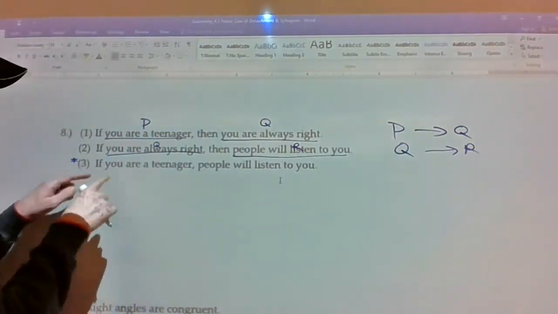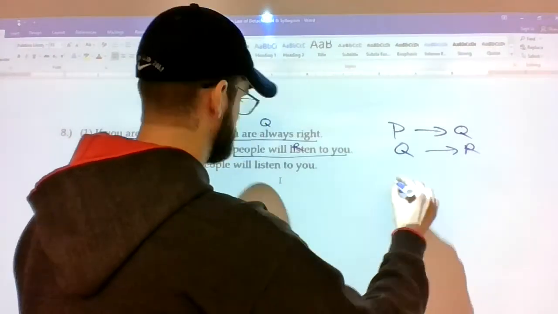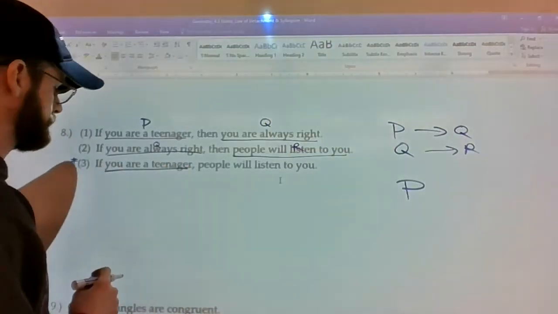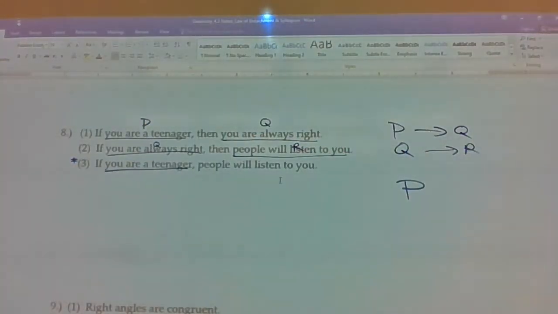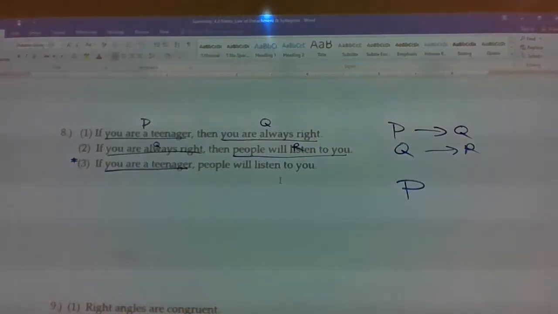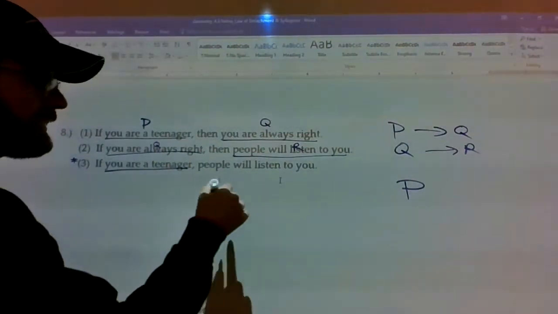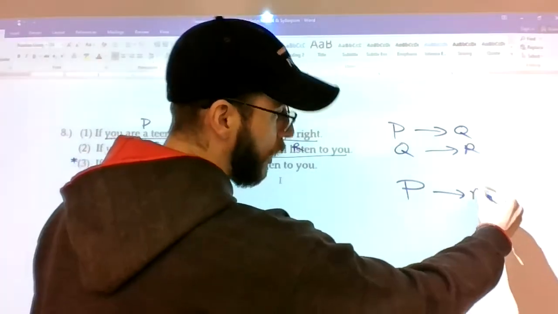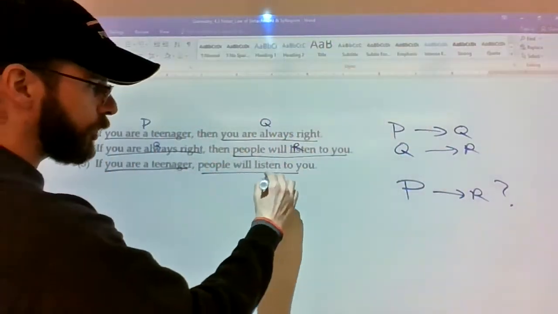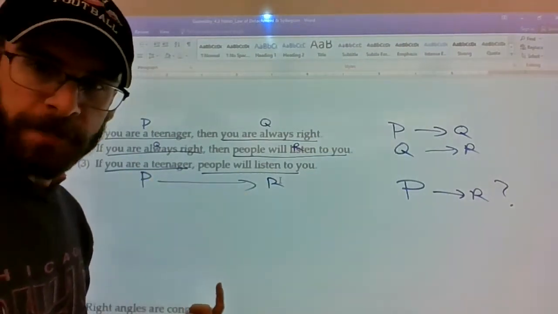All right, so if you are a teenager, so people will listen to you. I was just checking something out. I want to make sure I wrote this correctly. So, does P then imply R? Right? The R was the listening part. P does imply R because that was the whole purpose of the law of syllogism.